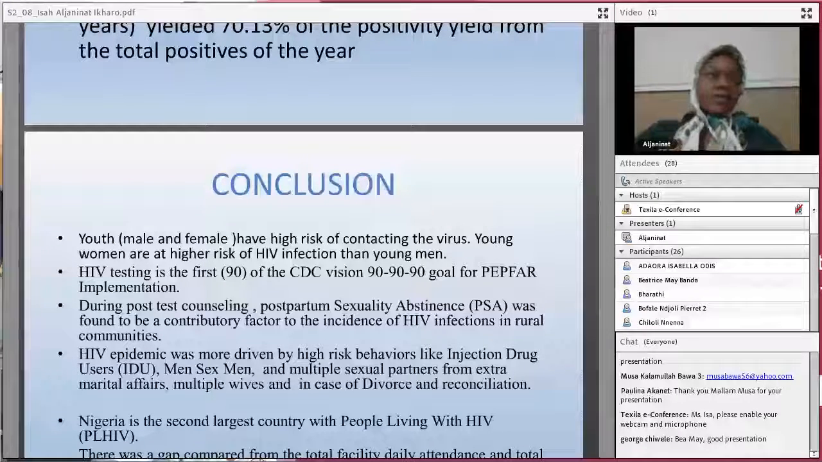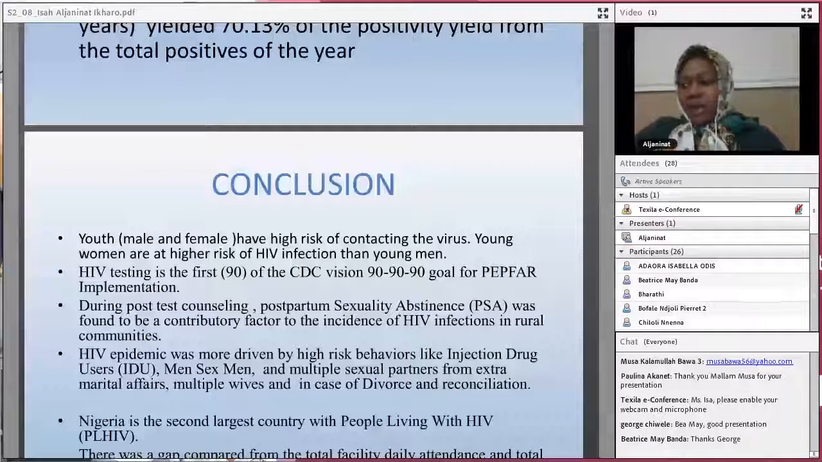Most of the behavioral risk factors that we got were mostly from postpartum sexual abstinence, when the wife is pregnant and the man goes out. Those acts bring risk of high HIV infection in the community. The HIV epidemic was more driven by high risk behaviors like injection drug use. We had about 7 patients who tested positive.